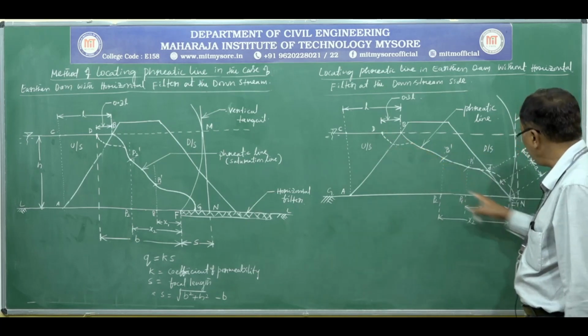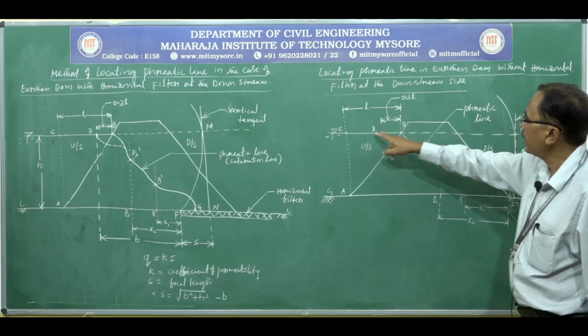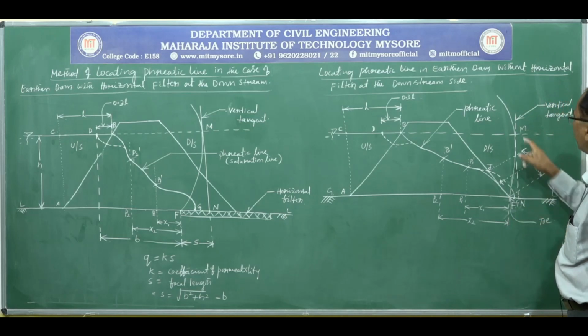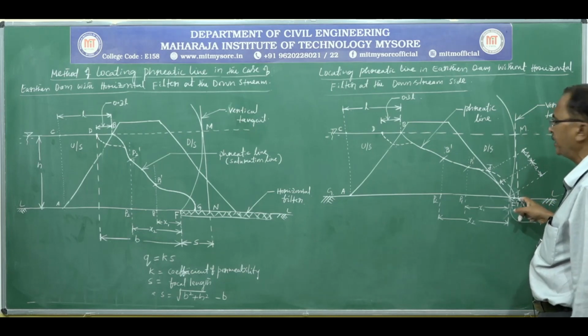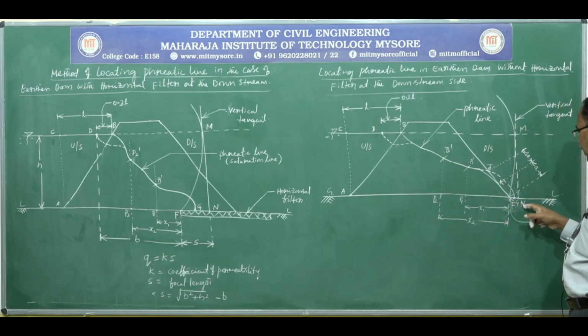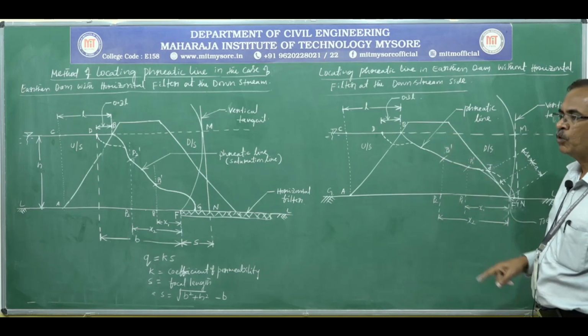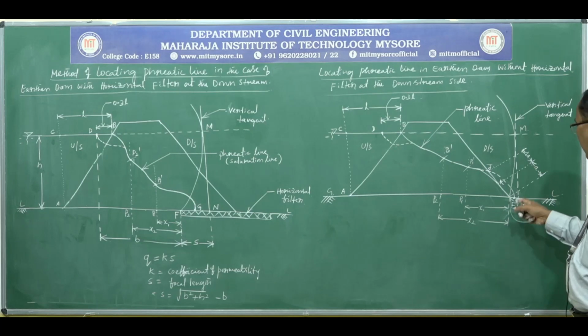With D as center, DF as radius, draw an arc to cut the horizontal line produced downward horizontally at point M. From point M, draw a vertical tangent to meet the downstream horizontal line at point N. Bisect FN at point G. G is the last point of the phreatic line. In order to obtain a smooth curve, we can locate intermediate points between B and G.